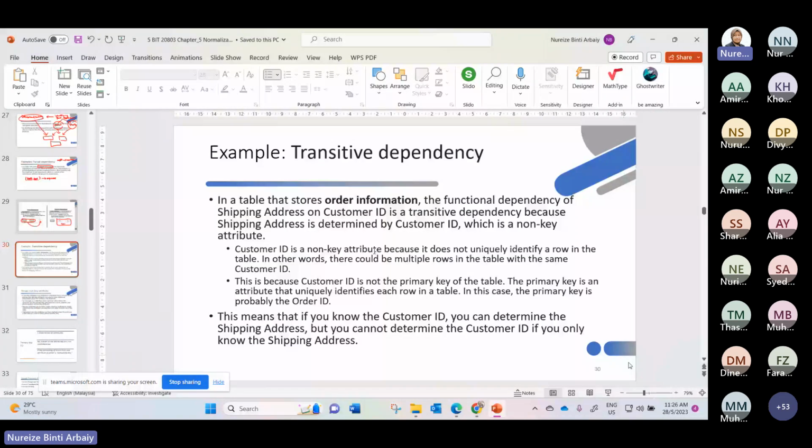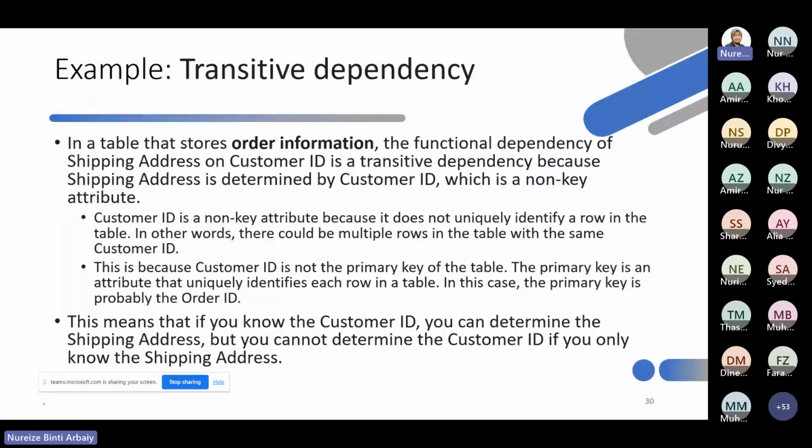Okay, order information. The functional dependency of shipping address on customer ID is a transitive dependency, because shipping address is determined by customer ID, which is a non-key attribute in that case. So here, customer ID is used to determine the shipping address.